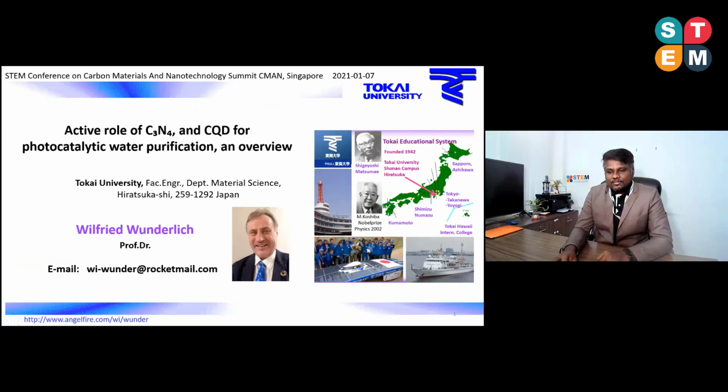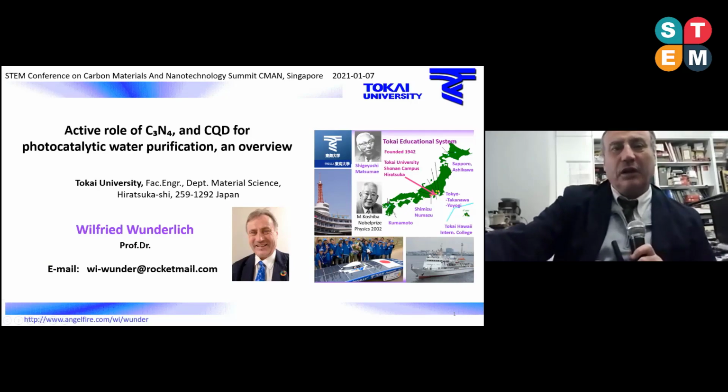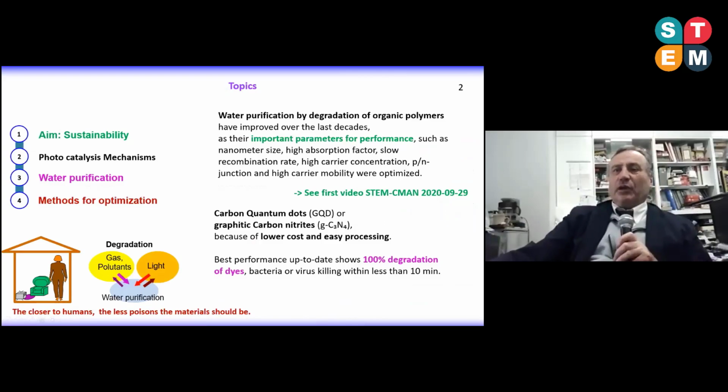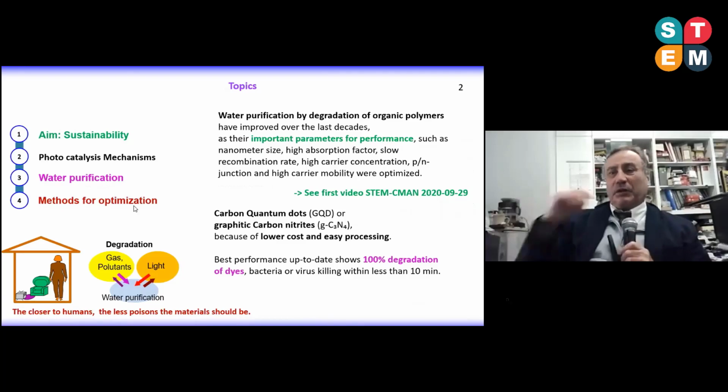The talk is on the active role of carbon nitride and carbon quantum dots for photocatalytic water purification, and this is a literature overview. This is the aim of the talk, sustainability. I will talk about these four topics: photocatalytic mechanism, water purification, and methods for optimization.